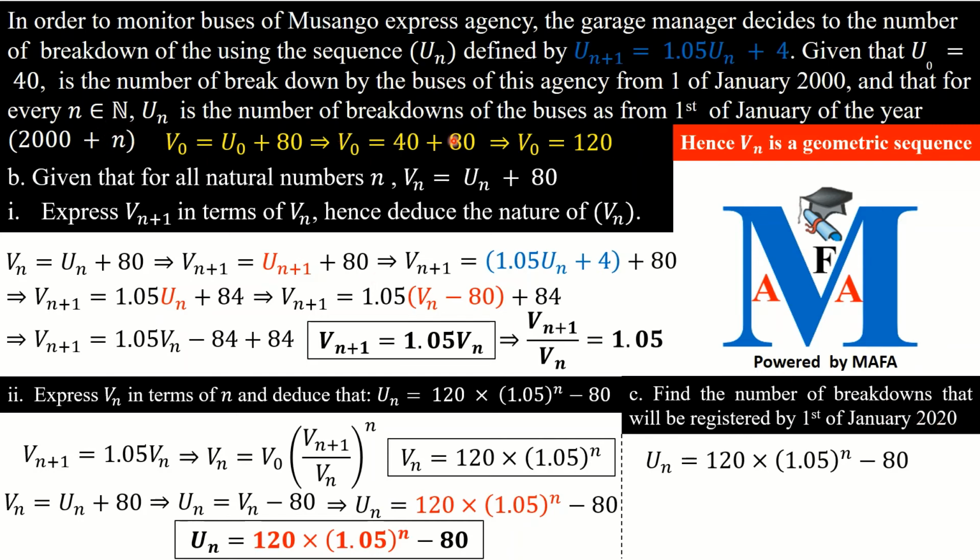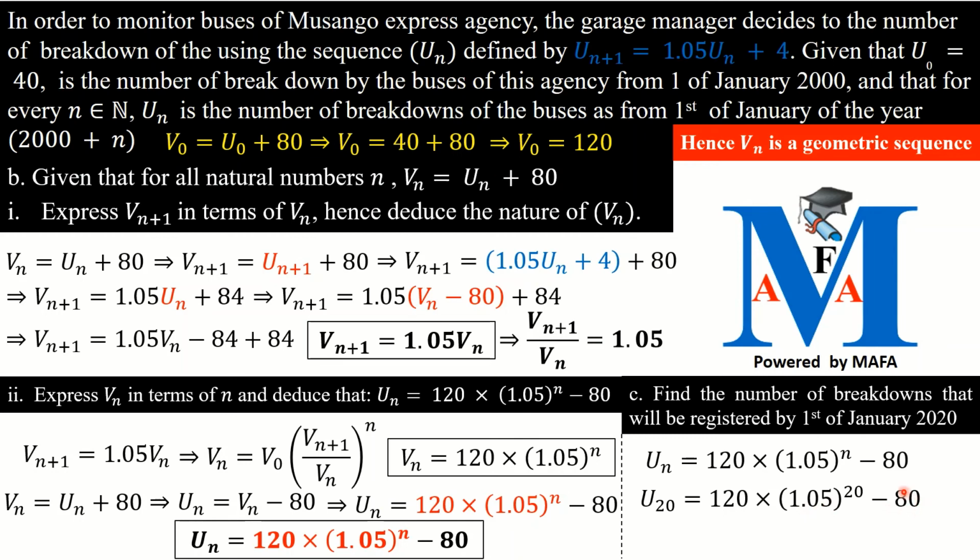Since U of n indicates the number of breakdowns of the buses from the 1st of January of the year 2000 plus n, it means that to get the number of breakdowns registered by the 1st of January 2020, our 2000 plus n will give us 2020. So clearly n is just 20, because 2000 plus 20 gives us 2020. So here we are required to find U of 20. So our U of 20 is equal to 120 times 1.05 to the power 20 minus 80.